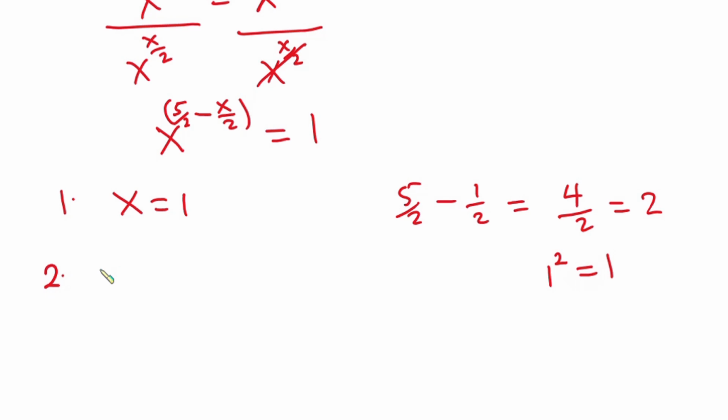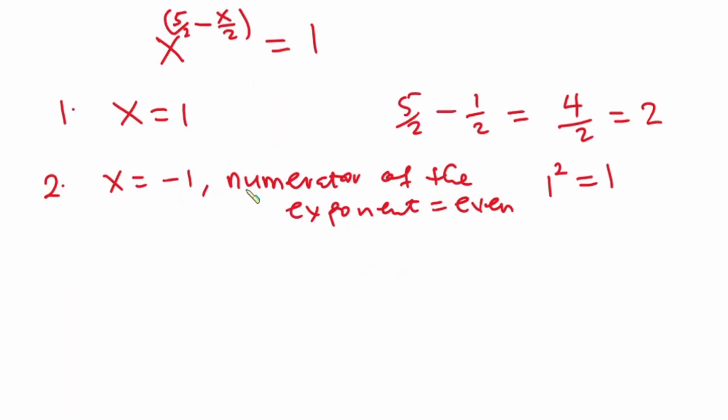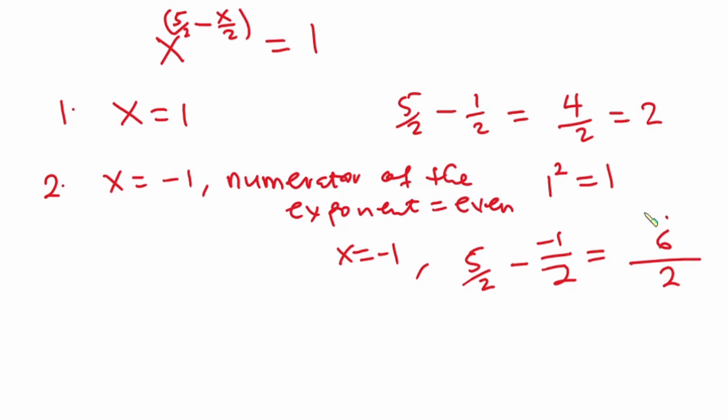Now another case that we'll be considering is when x is equal to -1, okay? If x is equal to -1, then the numerator of the exponent should be even, okay? So if x is equal to -1, we have the exponent to be 5 on 2 minus -1 on 2, okay? Now simplifying this, we have the denominator to be 2, then we have 5 minus -1, which is 6, okay? So you can see that the numerator over here is even.